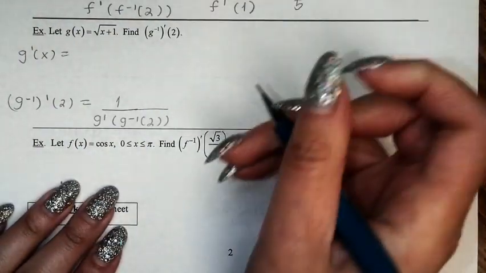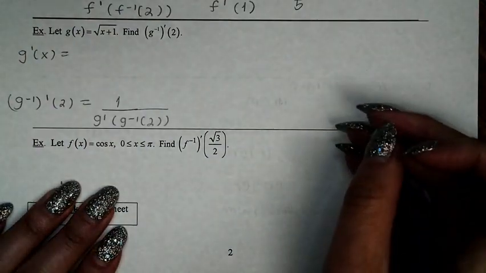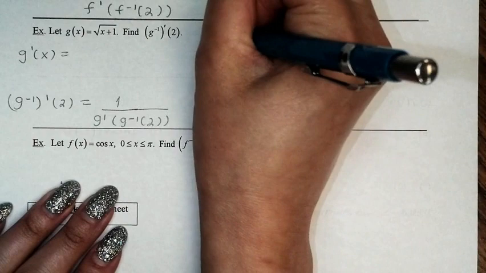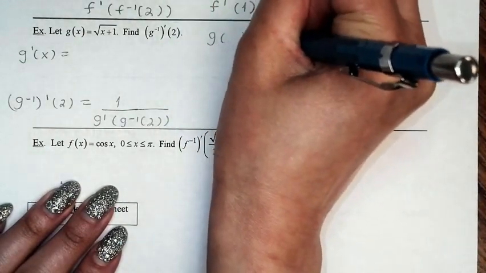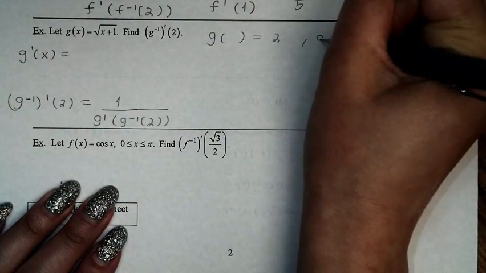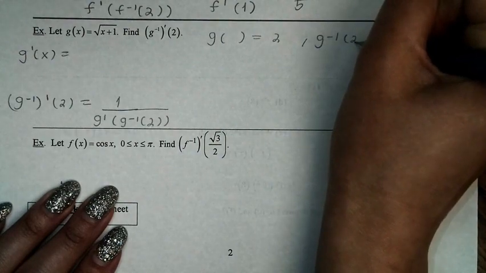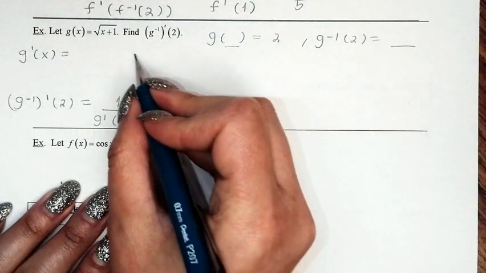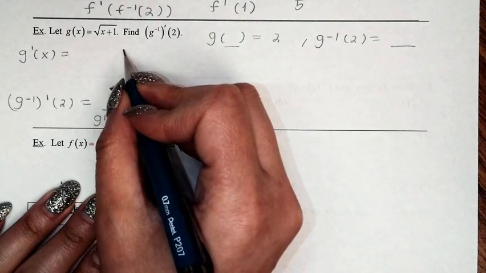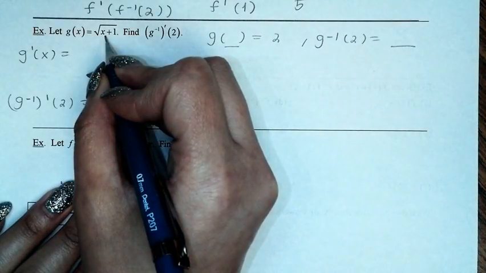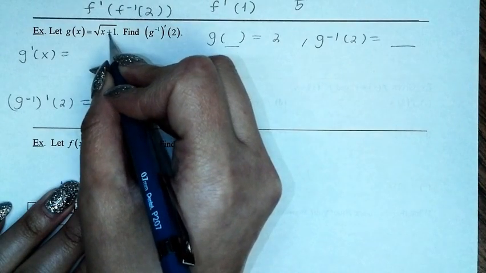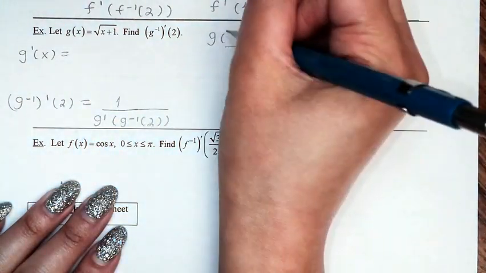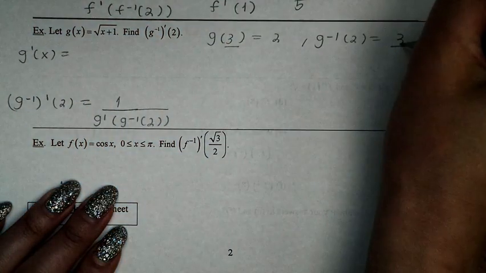And then the second thing that you want, like the problem before, is which number at g gives you 2, because we know that g inverse of 2 will give you that value that we are trying to find. Here it's pretty easy to do the trial and error. You can see that if I plug in 3, that will give me a 4, and the square root of 4 is 2. So that's 3.